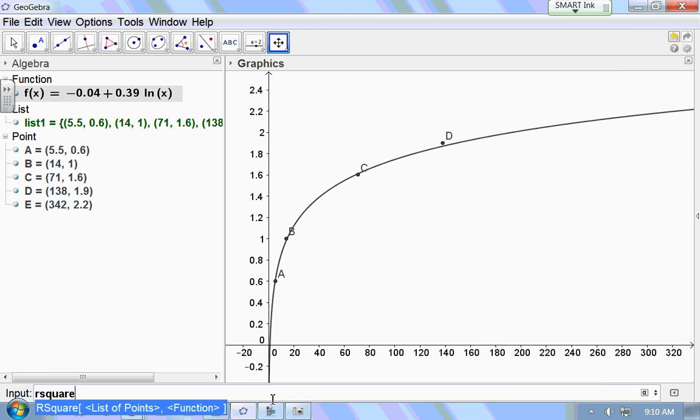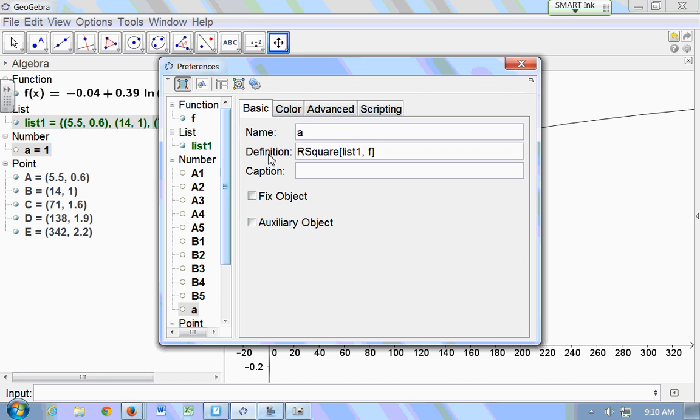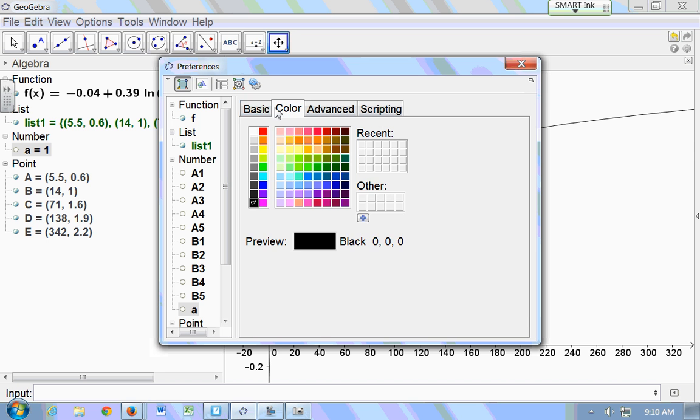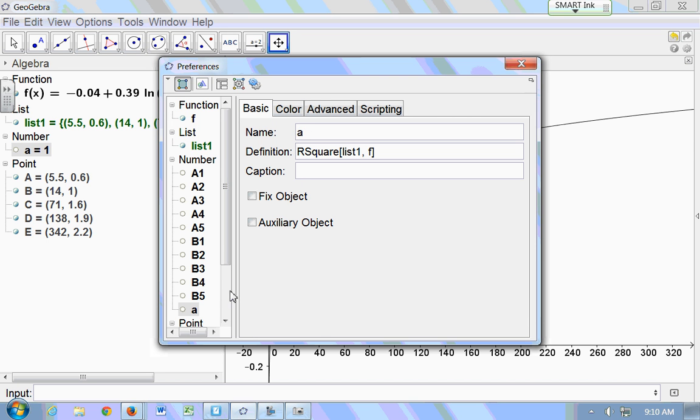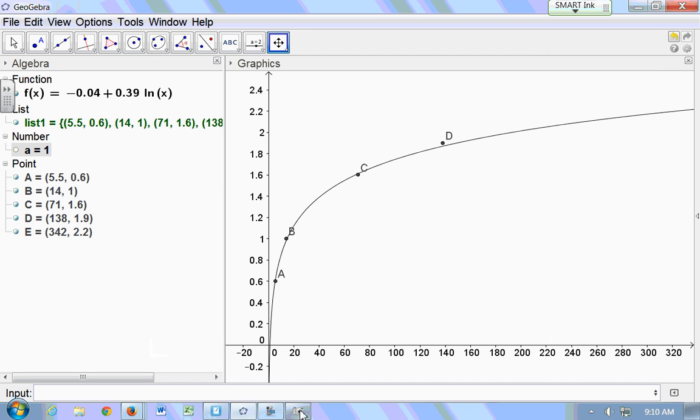R squared, and then see how it pops up asking you for what it needs. It needs the list of points and the regression equation. So you hit square bracket. My list is list 1. My function is called f of x. And my r squared value is 1. I'm just seeing if I can maybe change the rounding, because that doesn't matter. Okay, so r squared is about 1.